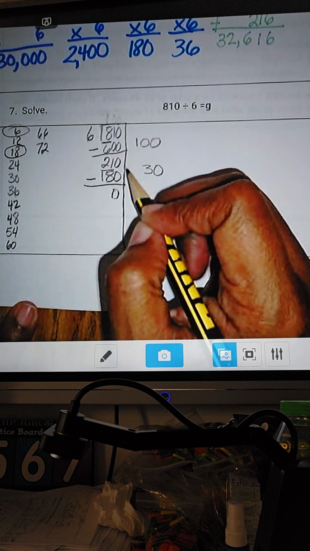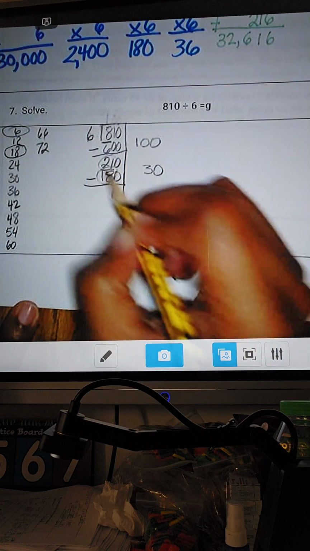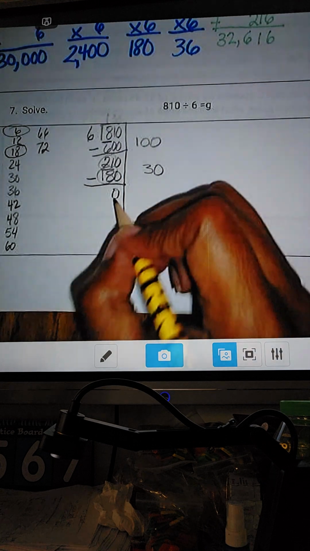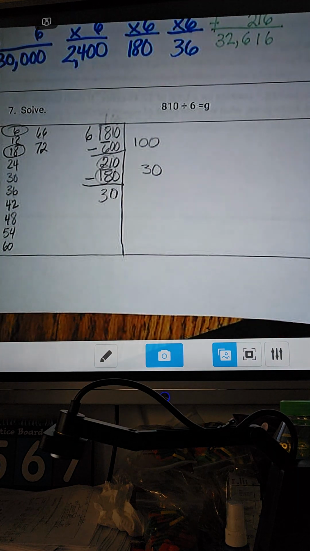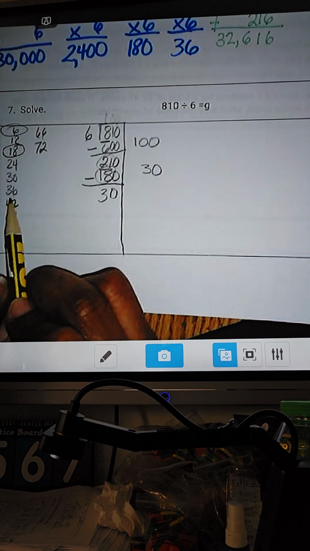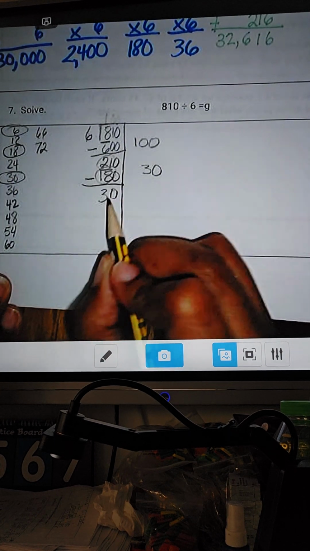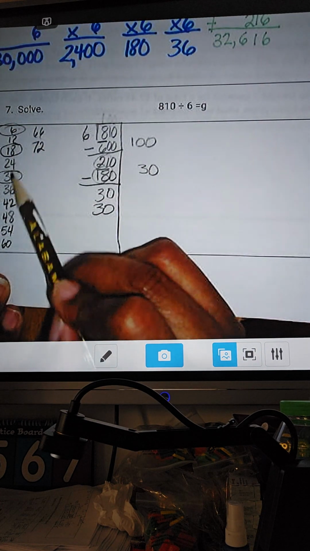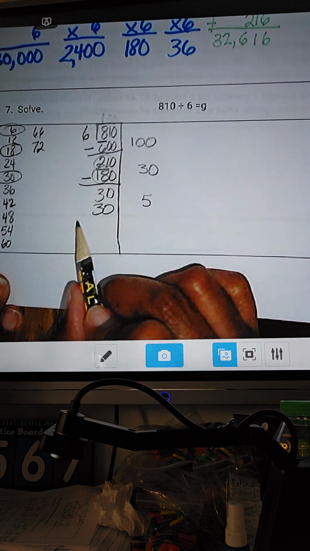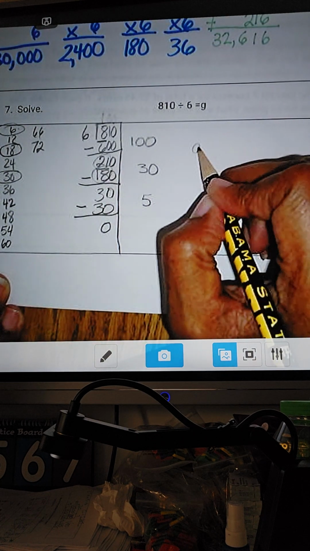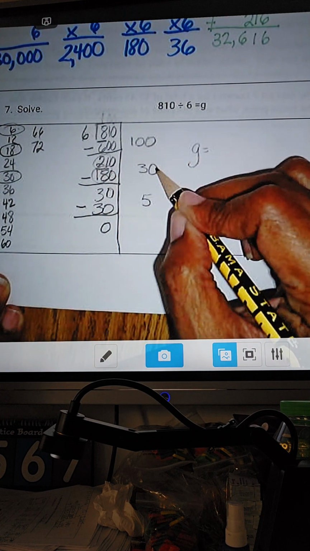Oh my gosh. 21 take away 18. 18, 19, 20, 21. It's 3. All right, when we look over at our multiples of 6, I see 30, so I can put my 30 under the 30. 1, 2, 3, 4, 5. 5 goes on the outside. Subtract. It leaves 0. So G equals 135.